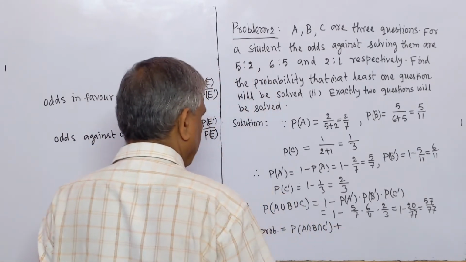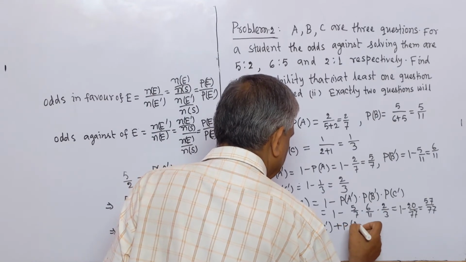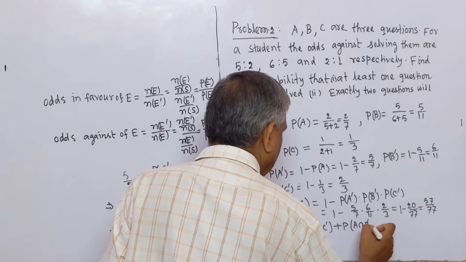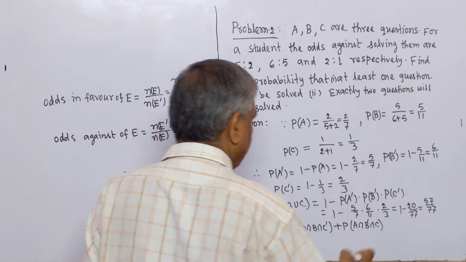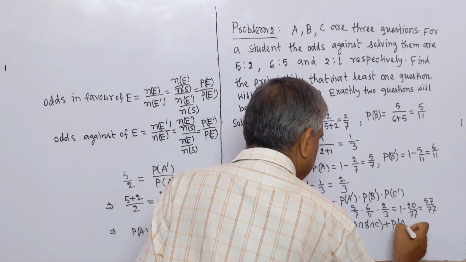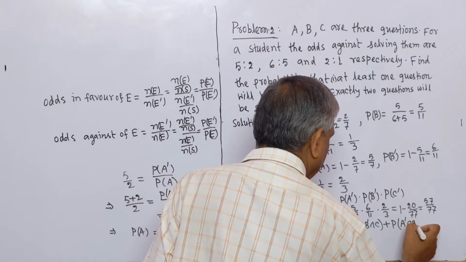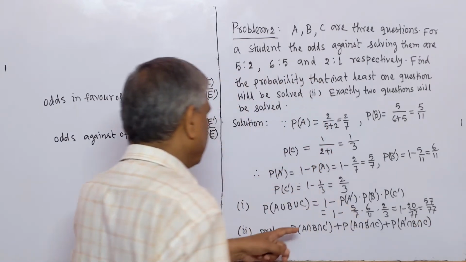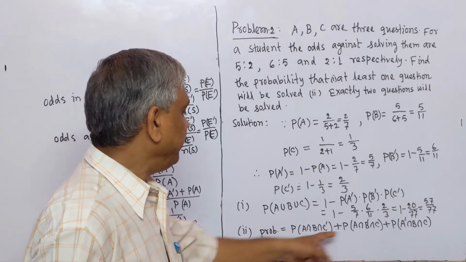Or probability of first question will be solved, second question will not be solved, and third question will be solved. Or probability of first question will not be solved, second question will be solved, and third question will be solved. Exactly 2 questions are solved. And these are independent events.